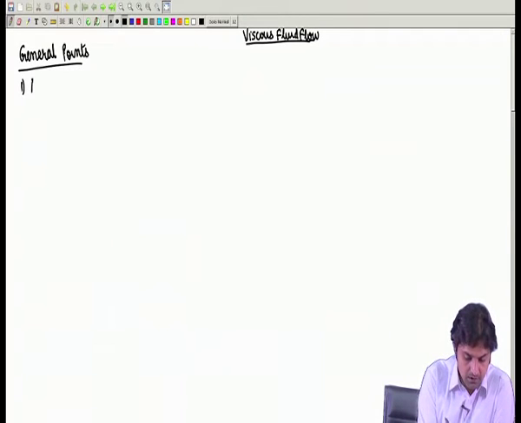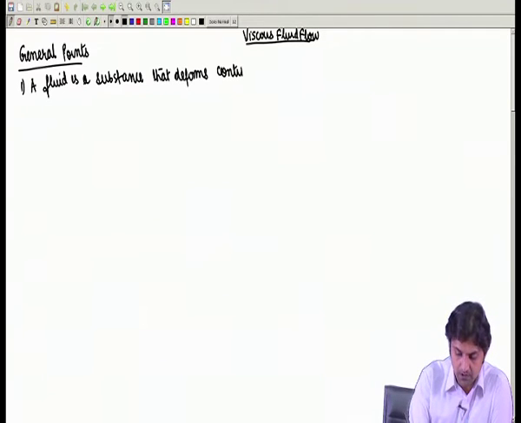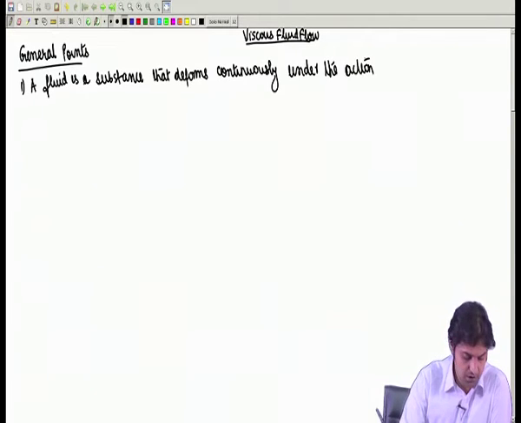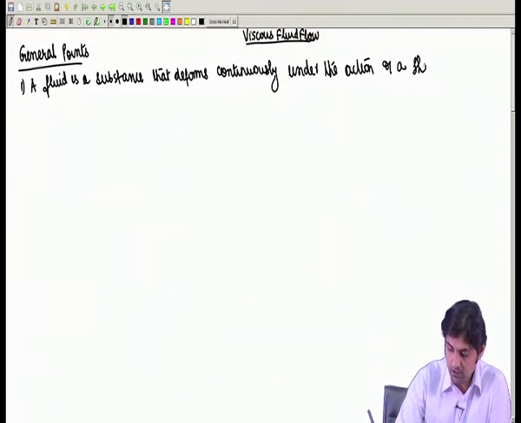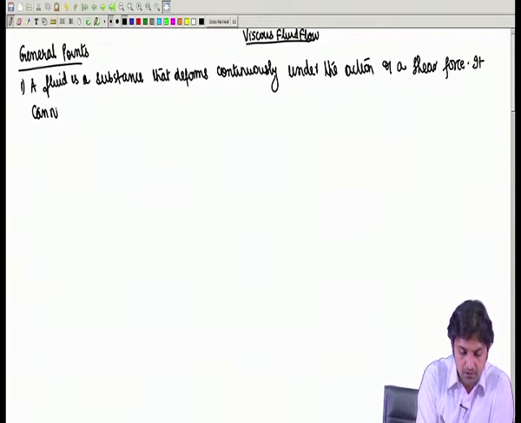One is, a fluid is a substance that deforms continuously under the action of a shear force. This means it cannot resist shear.